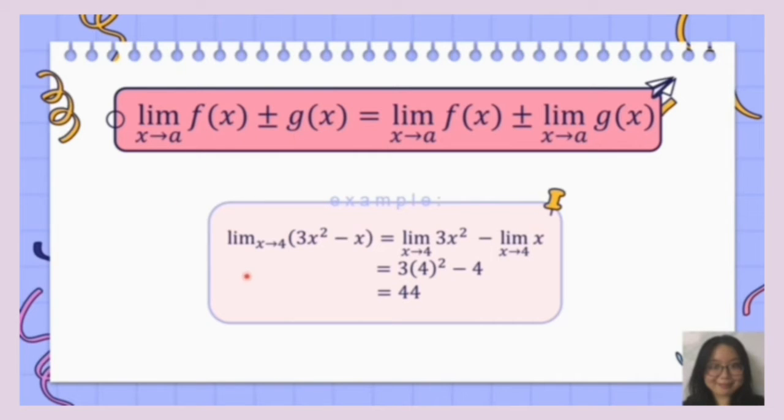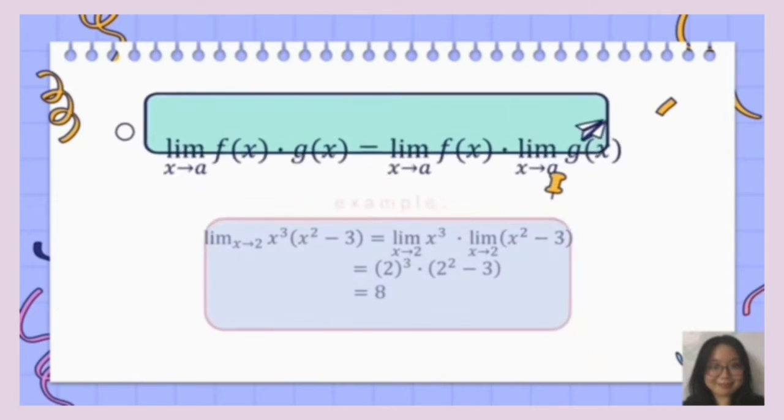For example, limit x approaches to 4, 3x squared minus x. So this 3x squared is fx and x is gx. So we can write as limit x approaches to 4, 3x squared minus limit x approaches to 4, x. Just substitute x equal to 4 and we get the answer equals to 44.